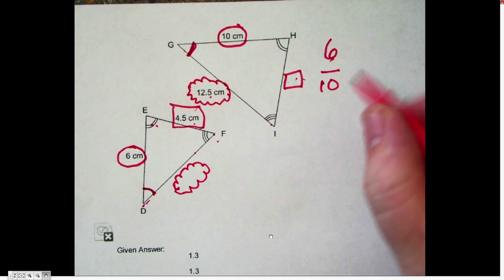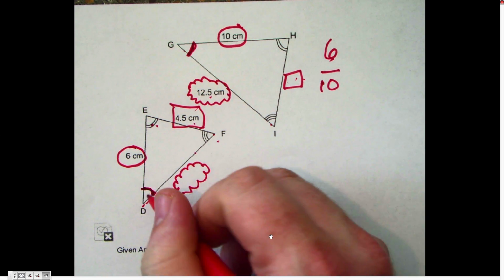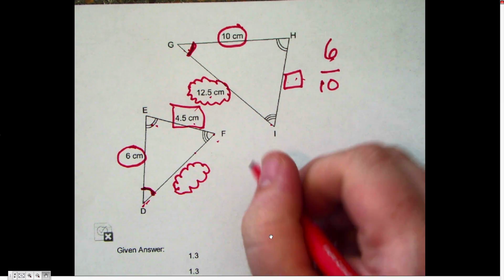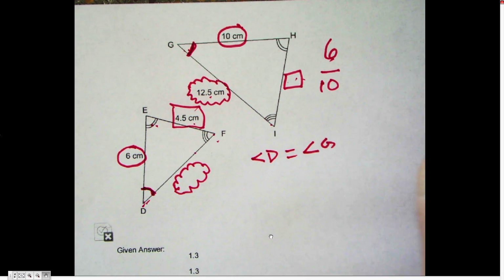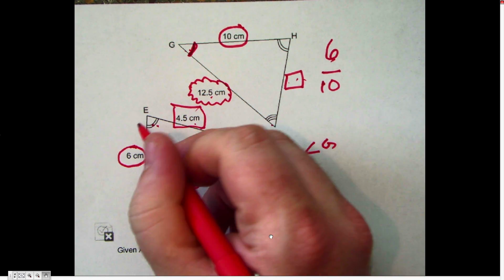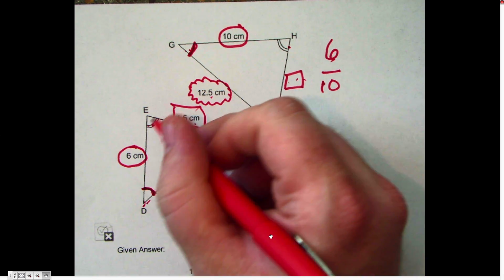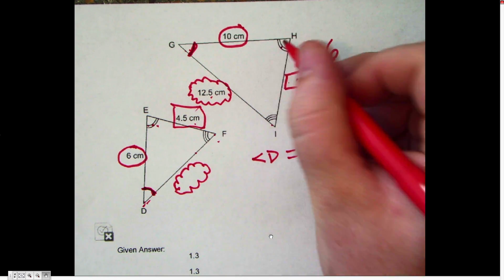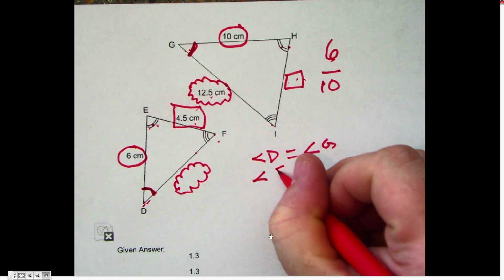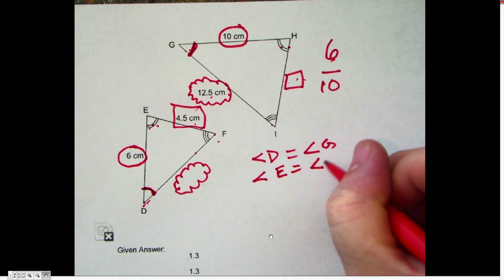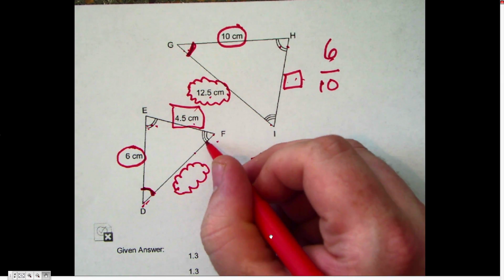But the one thing that you can find out is that all the angles are congruent. They're the same. So angle D and angle G are the same; angle D equals angle G. They're congruent. Angle E and angle H are the same, and that's what those two lines mean. The two lines tell us that that angle and that angle are identical. So angle E and angle H are also the same thing.